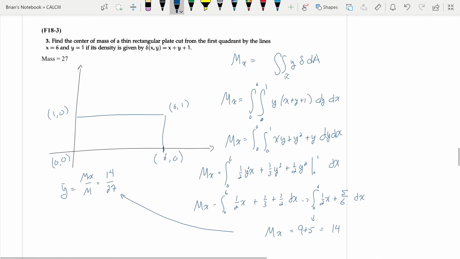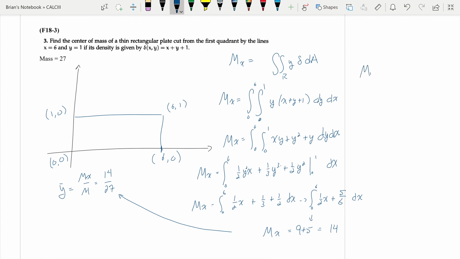Now I challenge you to try My if you want for some extra practice. Remember, it'll just be the region, we'll have an x delta and a dA. If you do that, it's a little bit more of a fraction, so maybe that's why I didn't do this one, but you get 99. It's a bigger number. So then you'll have x bar is equal to My over m, and you'll get 99 over 27. Okay, cool. And then, of course, your center of mass will just be at the coordinates 99 over 27, comma, 14 over 27.